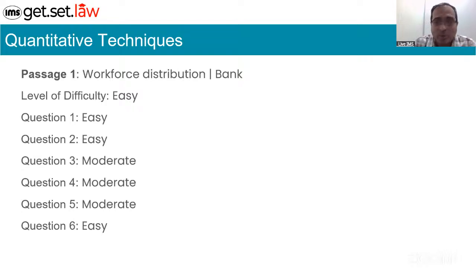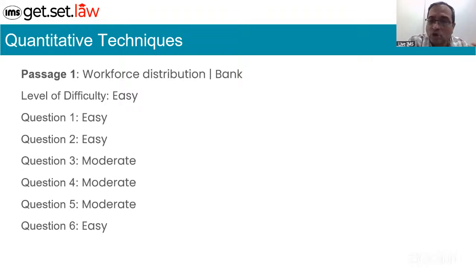Now, if you look at this set, I have written this set to be easy because you just have 500 employees to be divided among 6 banks, and the percentage of each bank is given to me. There is not much calculation involved. However, few questions like question 3, 4, 5, I have written moderate simply because there was additional data given in the question. So after finding all the employees in the banks, you cannot straightforwardly answer the question like a logical reasoning set. There was data introduced in the question.